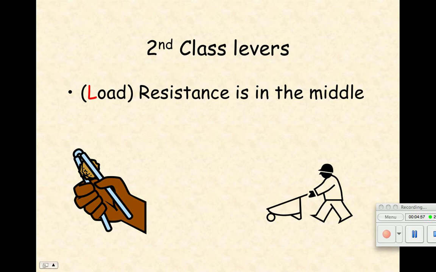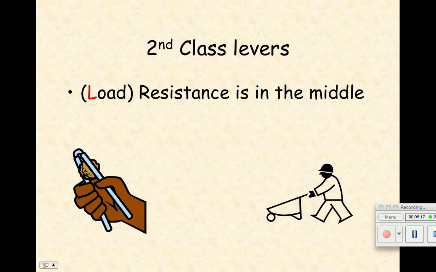Here's my pivot, right? I have a load of dirt here and I take it to a place and then I dump the dirt out. So the wheel is actually the fulcrum, and the load, or the resistance force, is in the middle. So when the resistance force is in the middle, that's a second class lever.